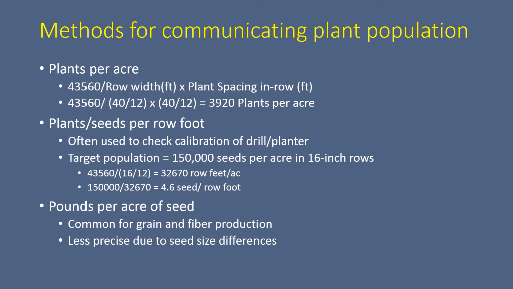But it is also a somewhat less precise method because there can be differences in the seed size, and so we can put out two different cultivars both at the same amount of pounds per acre, and the populations may be considerably different because of differences in the seed size and the number of seeds per pound.